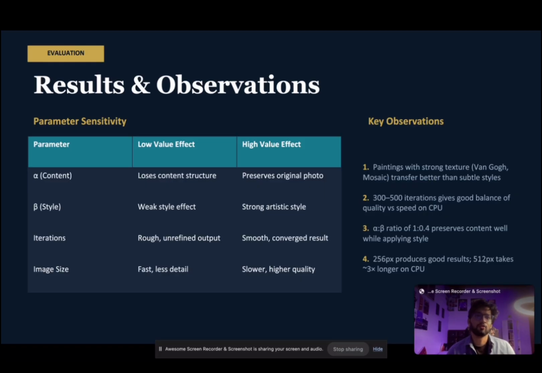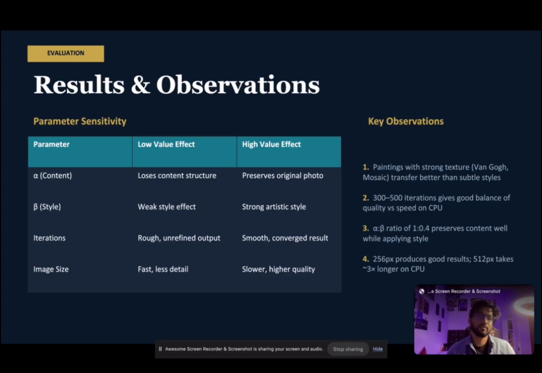Now let's look at the key observations and results. The key observations from the experiments are that a higher alpha preserves more content structure and a lower alpha makes the output more abstract, whereas a higher beta amplifies the style effect but loses the content. 300 to 500 iterations gives a good quality to time balance on the CPU. An alpha to beta ratio of 1 to 0.4 is what worked well across all of my test domains. Strong textures like the Van Gogh painting and the mosaic transferred more visibly, and the others were more subtle.